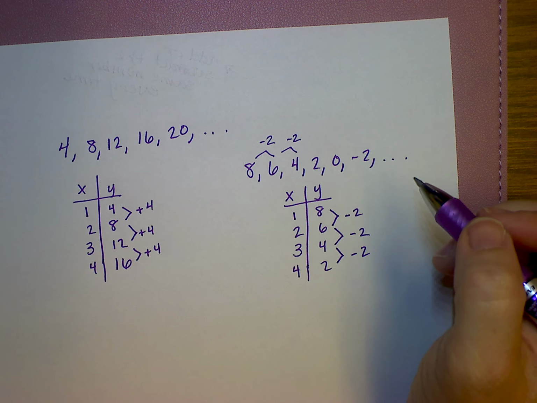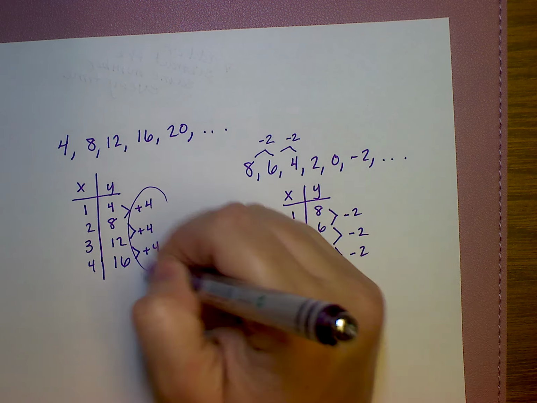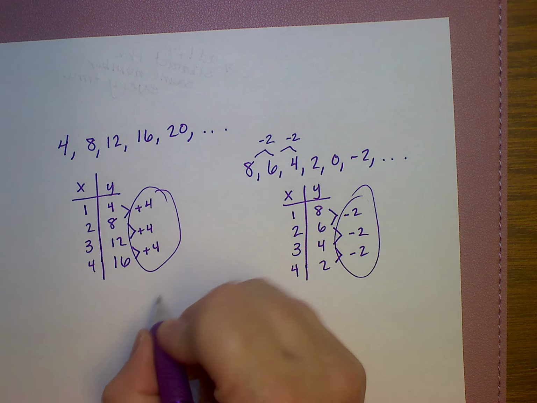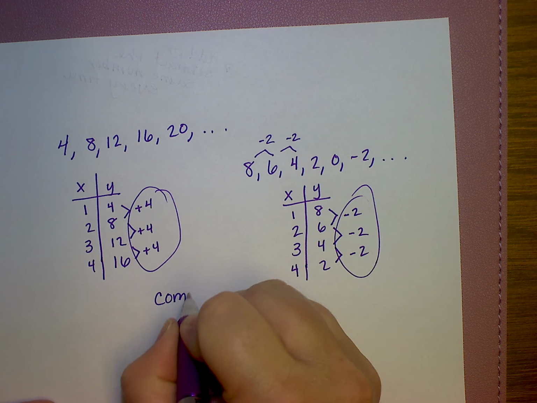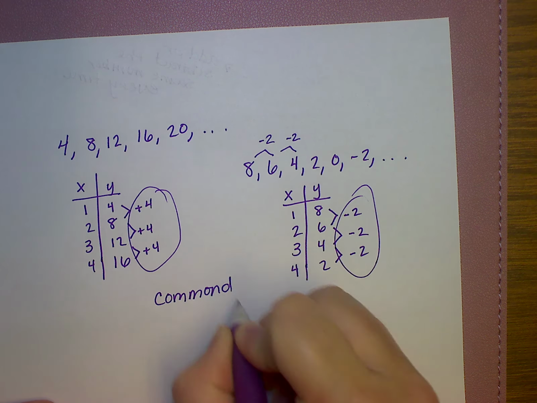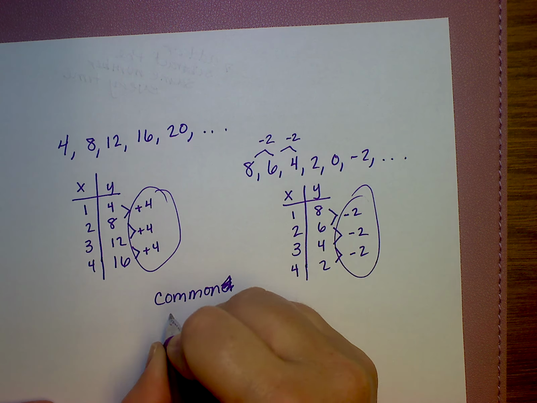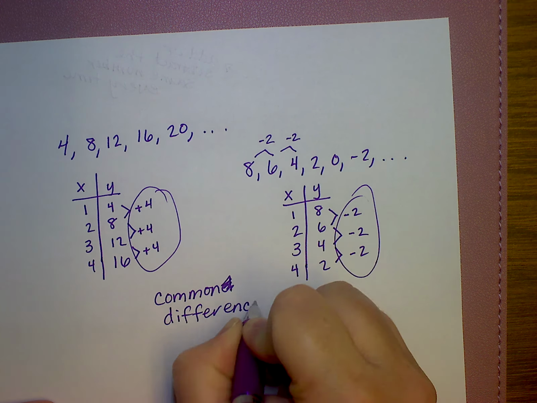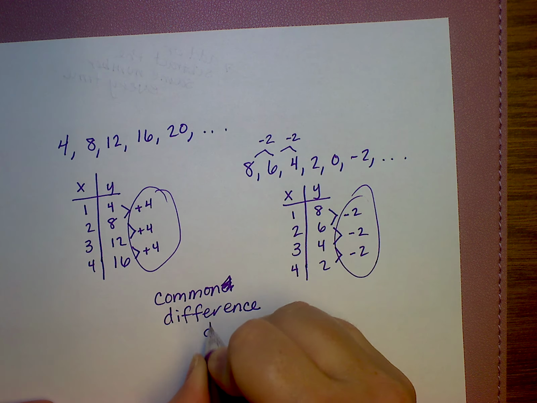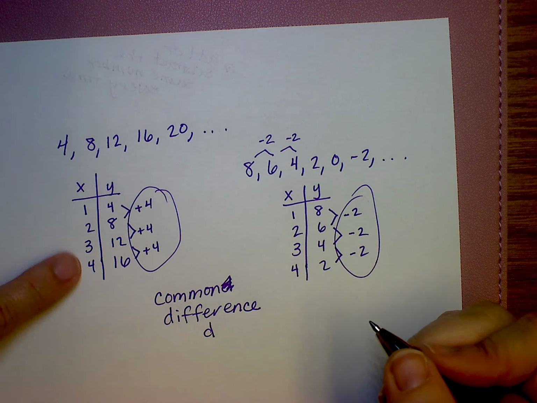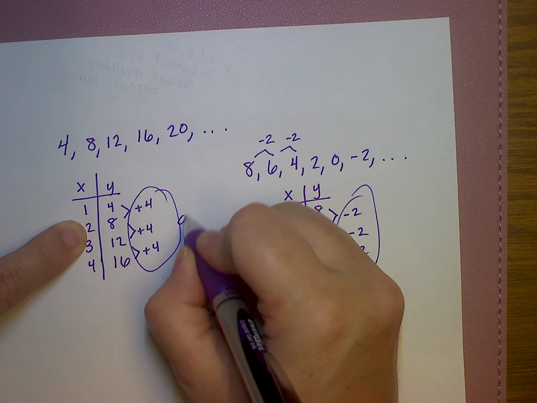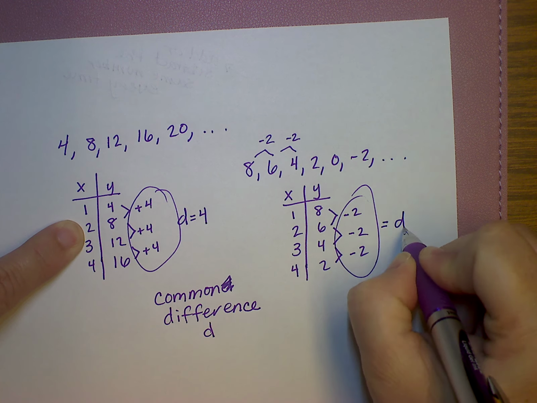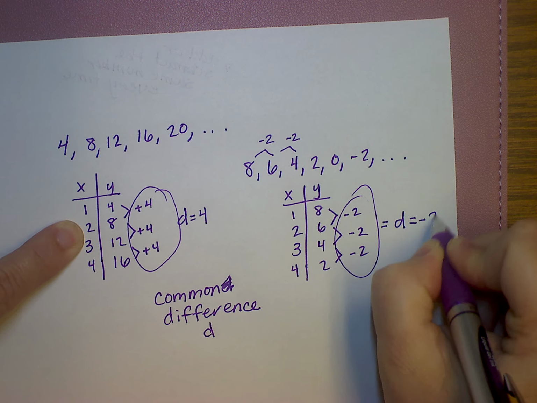Now, something that's interesting, this particular number that ends up being common is called the common difference. Whoops, sorry. Common difference. And we use the letter D to represent it. So in this particular sequence, we would say D equals 4. And in this one, we would say D equals -2.